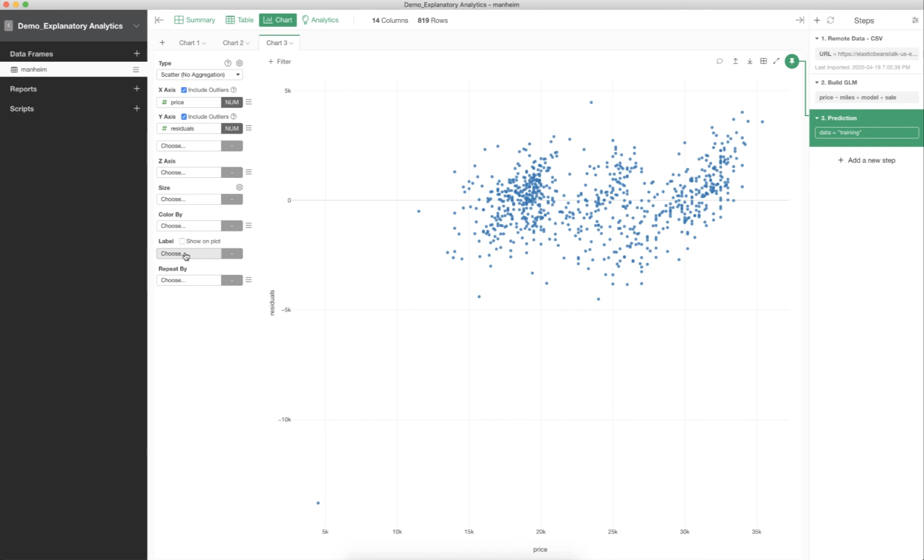Now, a couple of things to notice about this. What I am trying to do by looking at a scatter plot of price versus residuals is to look at how the residuals are distributed. The residuals are what is left after accounting for variations in price based on miles, model, and how a car was sold, right? And so the residuals refer to the unexplained component in the price, the stuff that is left over after our model has accounted for these three different things.